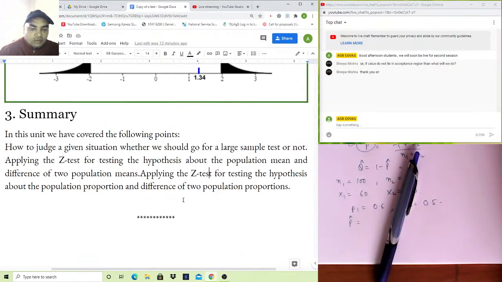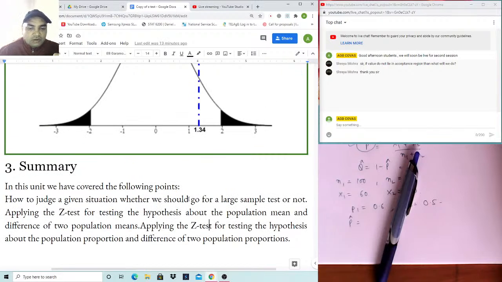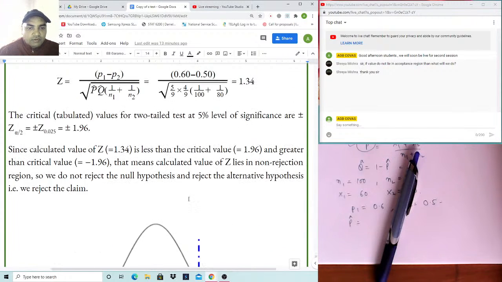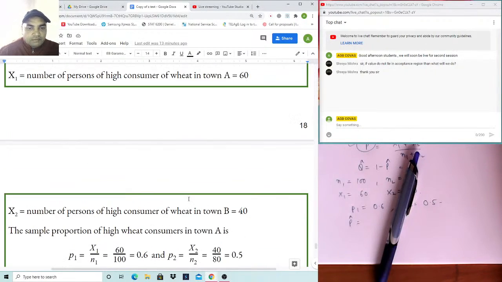Although there is one more thing, you can also test the difference in the population variance, but that becomes more advanced. It is not out of your syllabus, but it is not required at your level of BVSC and AH. So we will not be touching that in this lecture. We will be dealing with the population mean, the population proportion, and the differences between the population means and between the population proportions.